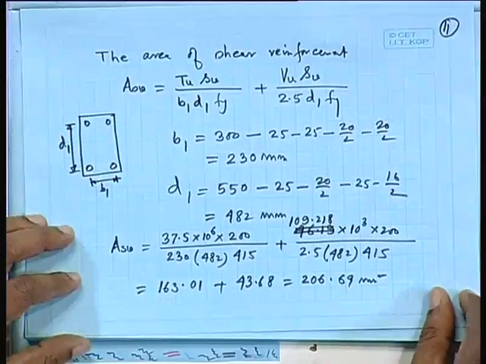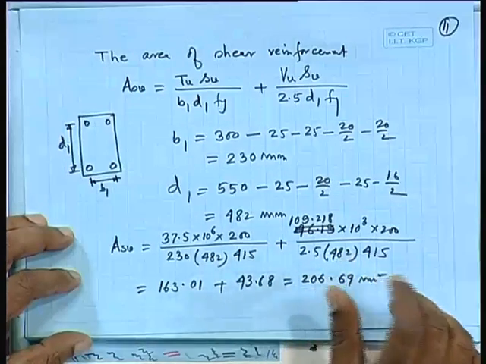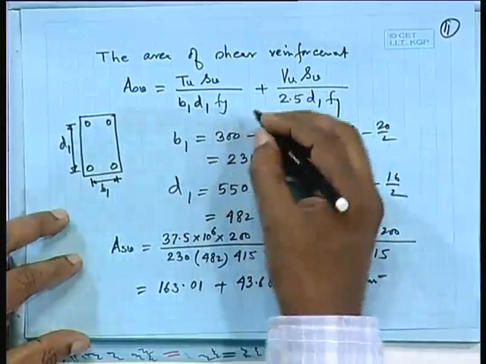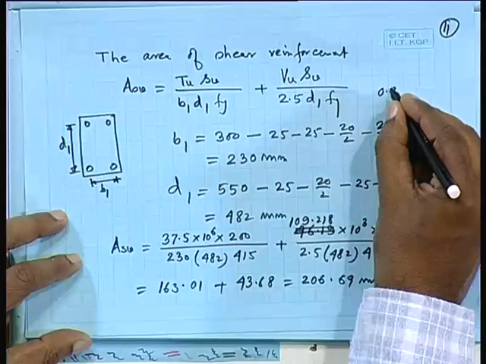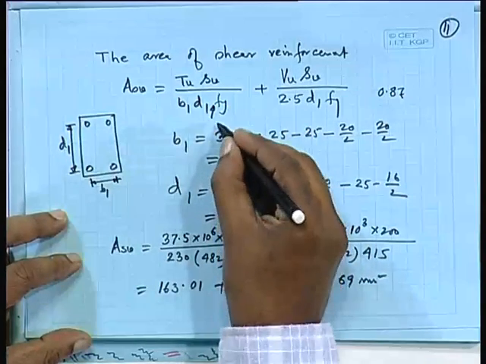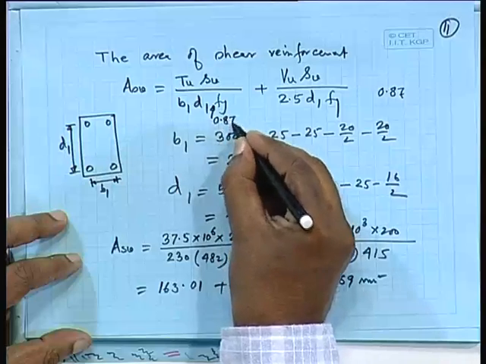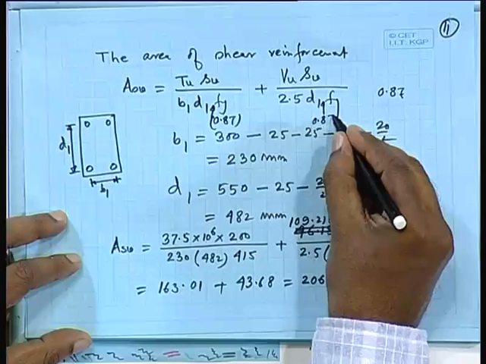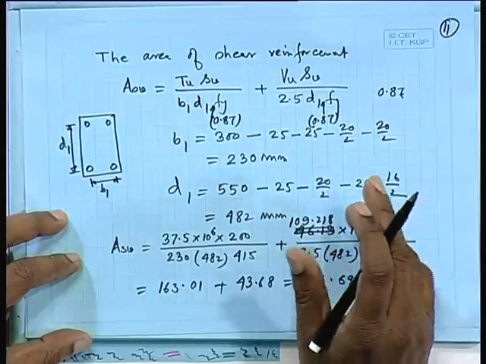But before I start this lecture, I shall give one correction. Last class, what we have done, the design due to torsion, by mistake we have omitted that 0.87. In both cases, here also it should be 0.87. Please take care of this 0.87, and here also there should be one multiplication by 0.87 that we have forgotten to take.